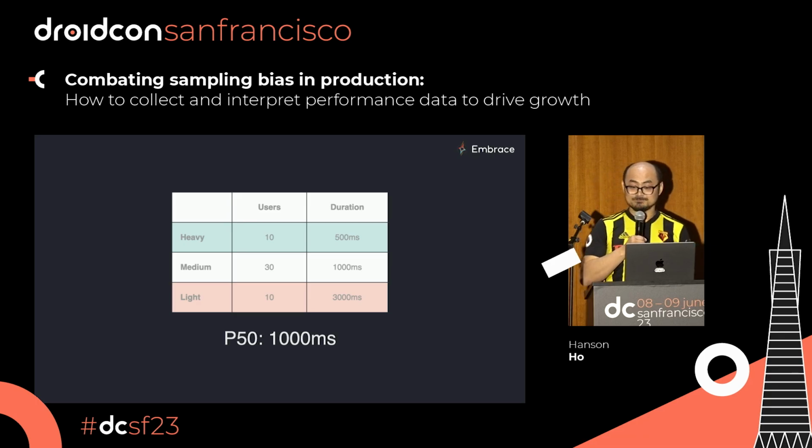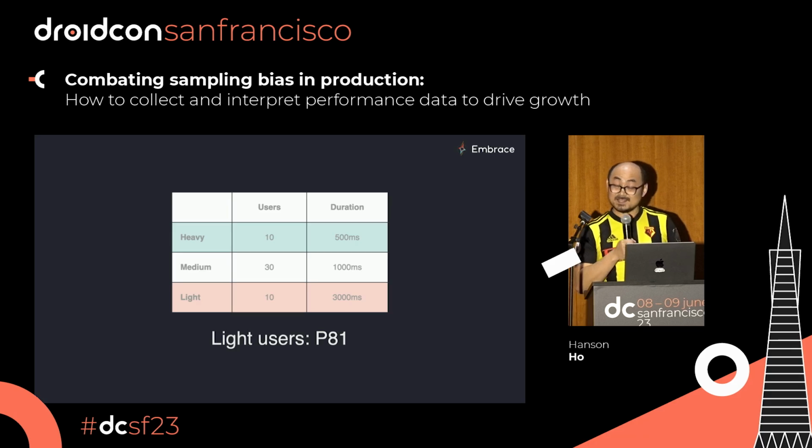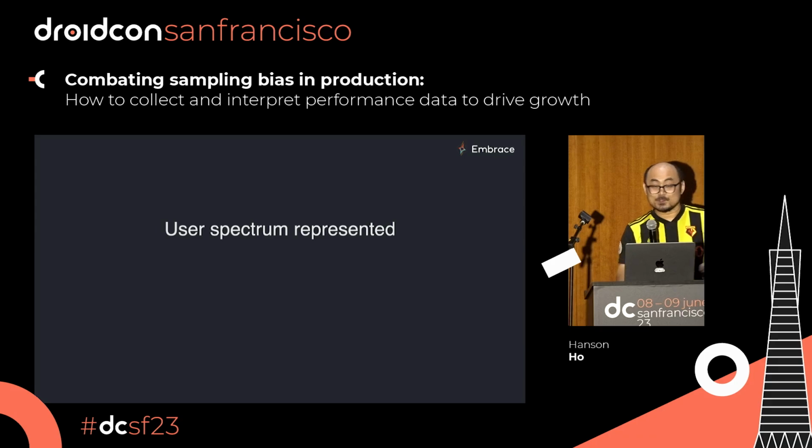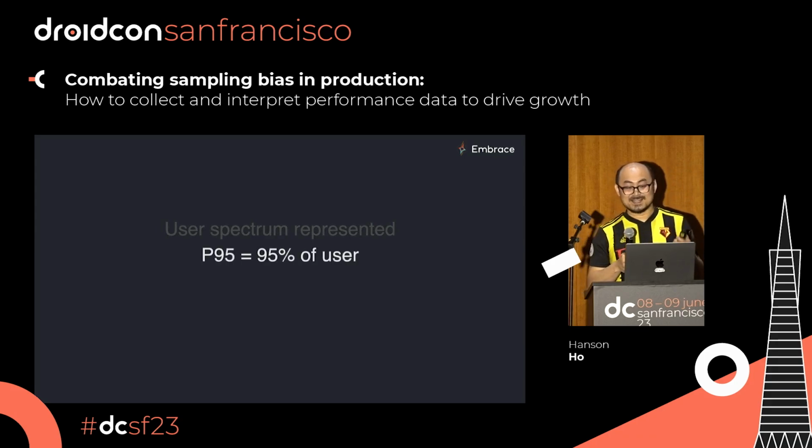That's within expectation. P95, well, that's all the way up to 3 seconds. It's what a light user sees. It is an outlier. And light users, in fact, are represented all the way down to P81. And that's because the entire user spectrum is properly represented. What you're looking at are not data points. What you are looking at are users. P95 is 95% of users, or rather, 95% of users get P95 or better. P96 then truly is an outlier.